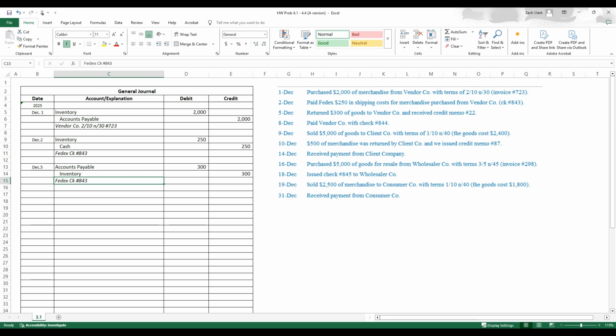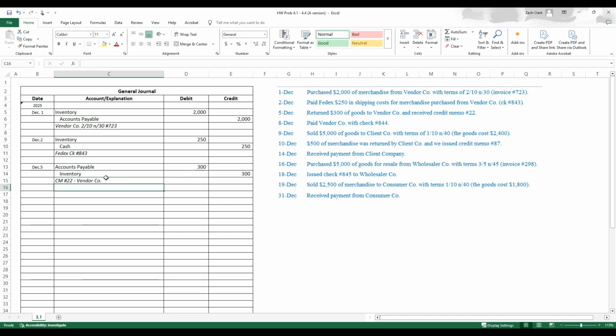And then, what do we want to say for our explanation here? Let's just put in credit memo. We'll just put CM number 22, and we'll put Vendor Co. Okay. And so this essentially, like I said, is just a direct reversal of this first entry above that recorded the receipt of the inventory. Since we no longer have that inventory, because we're returning it, we're not going to make the payment for that piece of it.